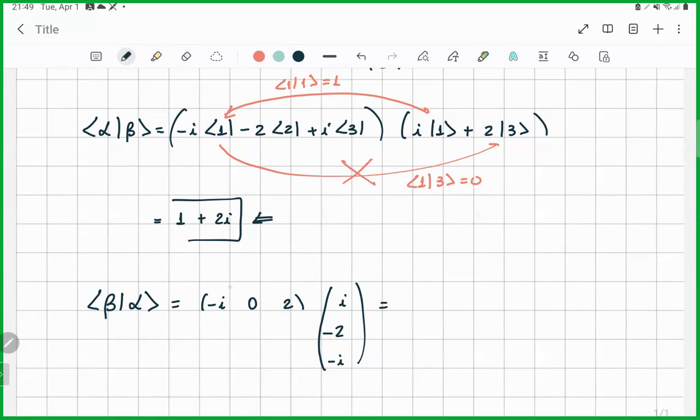So minus i with i gives us 1. 0 with minus 2, 0. 2 with minus i, minus 2i. Okay? All right. So we got these results, and then comes the question.